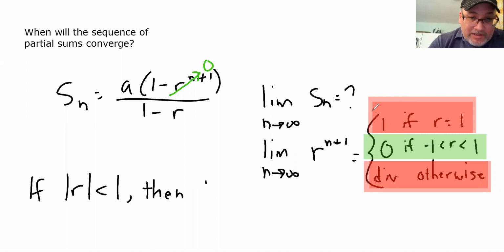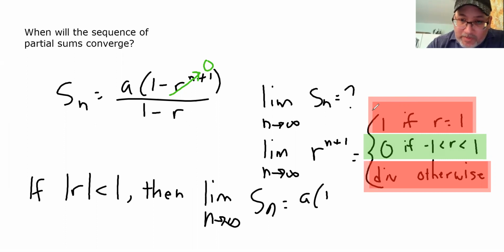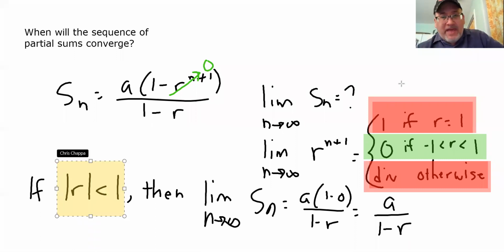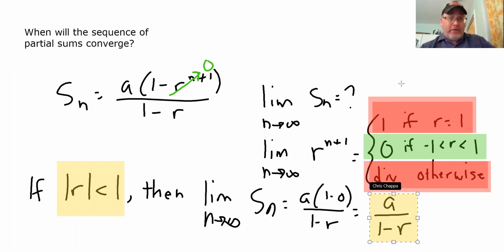Then the limit as n approaches infinity of the nth partial sum is going to be a times 1 minus 0 over 1 minus r. That's just a times 1 on the top. So it's a over 1 minus r. And we have now two things. We know when a geometric series will converge. That is when the ratio has an absolute value that's less than 1. And when that happens, we know what the series will converge to.